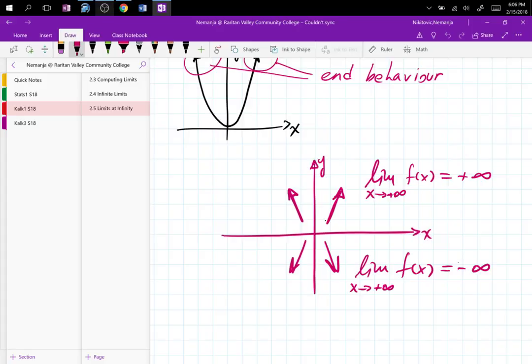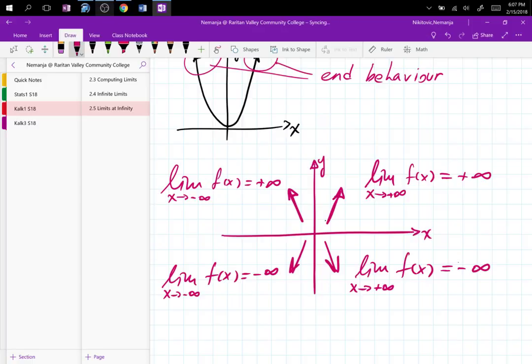And then you have 2 on the left. The upper one is: limit as x goes to negative infinity gives you positive infinity as the answer, because it goes forever to the left and up. And the one on the bottom is the limit as x goes to negative infinity of f of x, and that's going to go to negative infinity. So these are the 4 possible end behaviors that you can have.